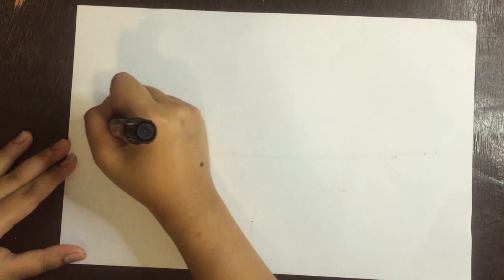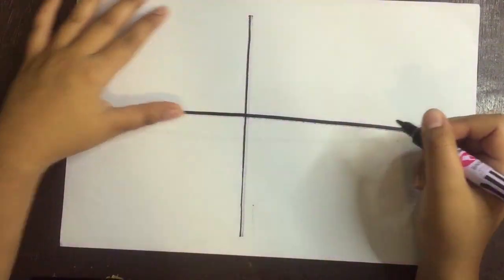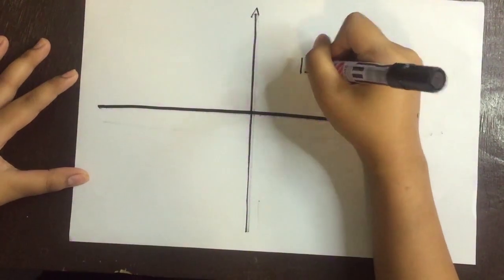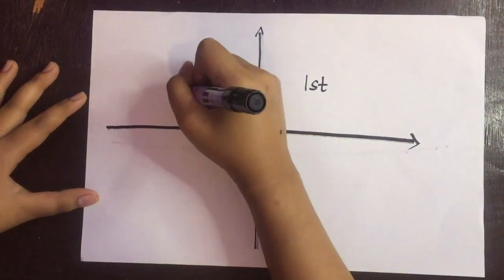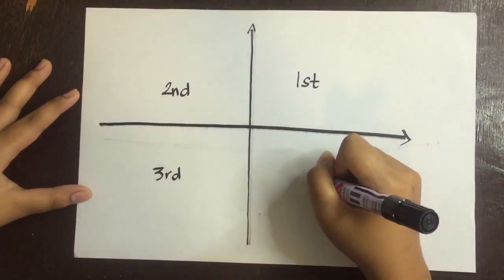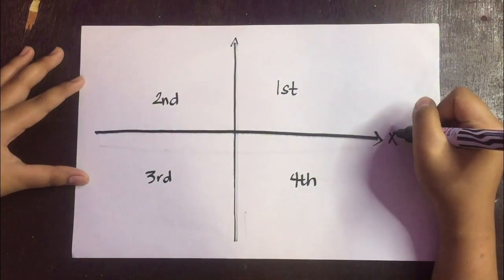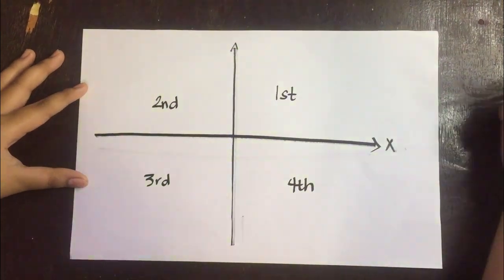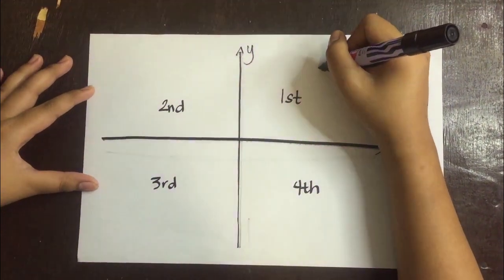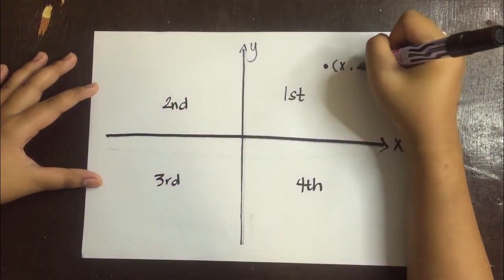Let's take a quick look at our Cartesian coordinate plane. Our Cartesian coordinate plane is composed of 4 quadrants. We have first quadrant, second quadrant, third quadrant, and the fourth quadrant. The horizontal is the x-axis, and the vertical is the y-axis. So when you put a point, let's say it is x and y.